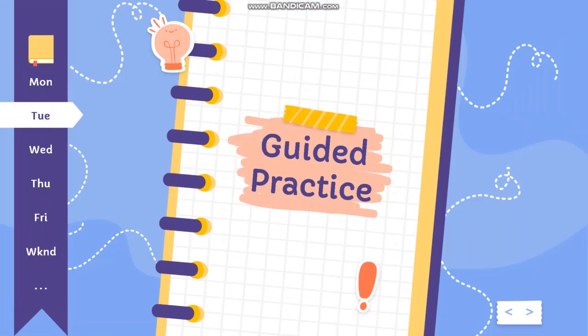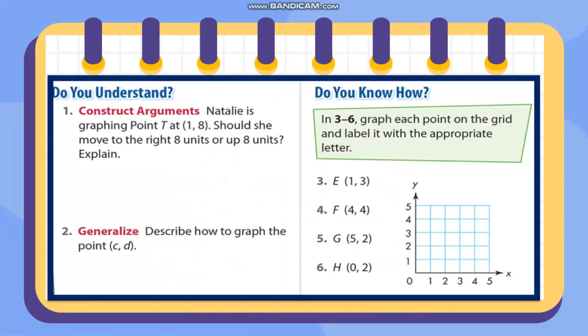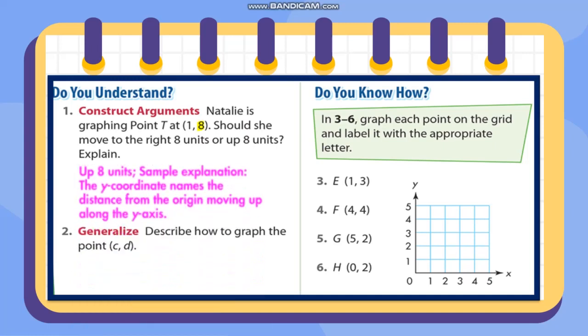Next, Nathalie is graphing point P at (1, 8). Should she move to the right 8 units or up 8 units? So obviously, this is 8. 8 is on the y-axis, so up 8 units must be the answer.